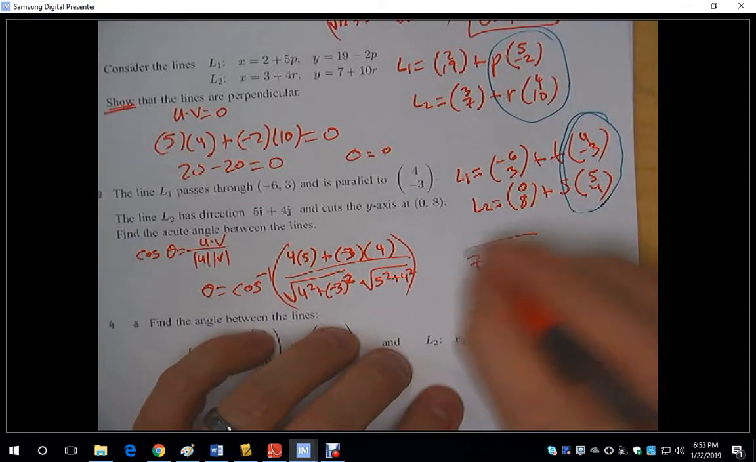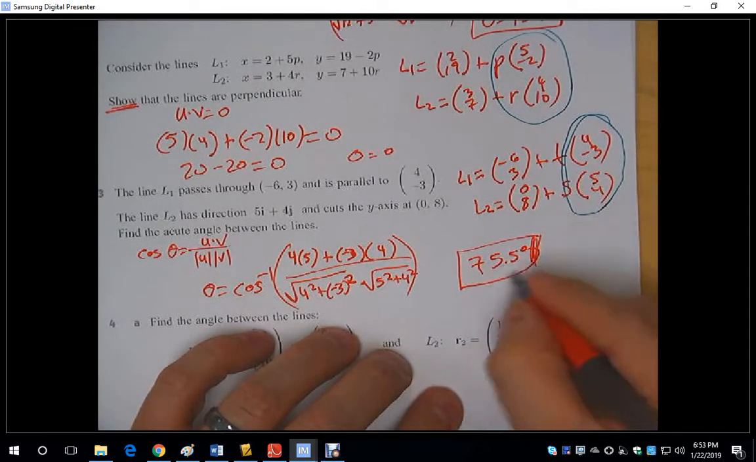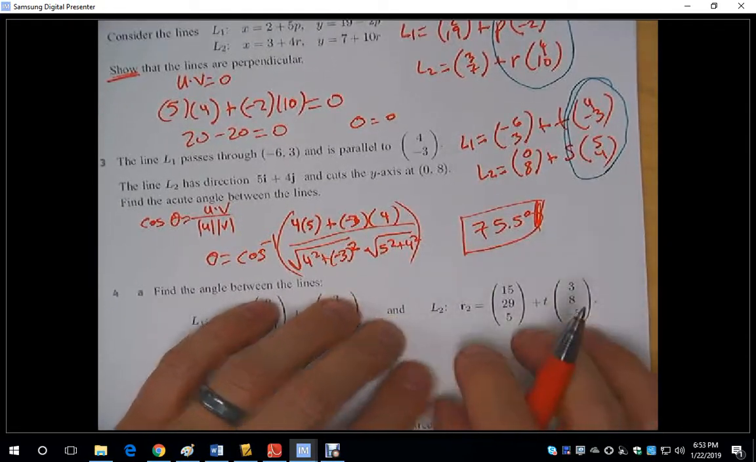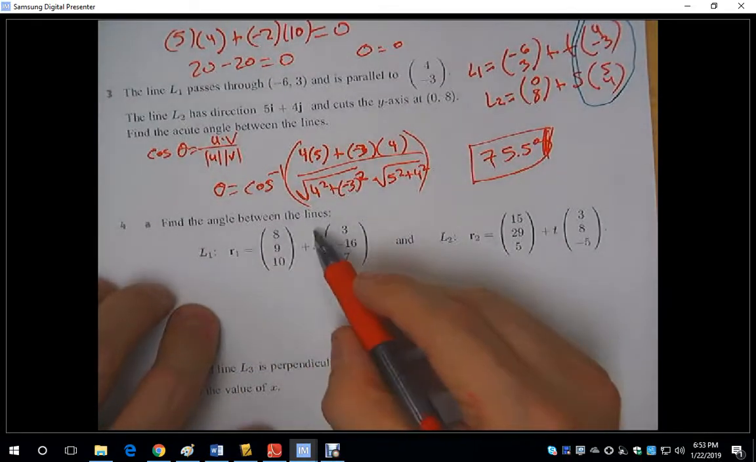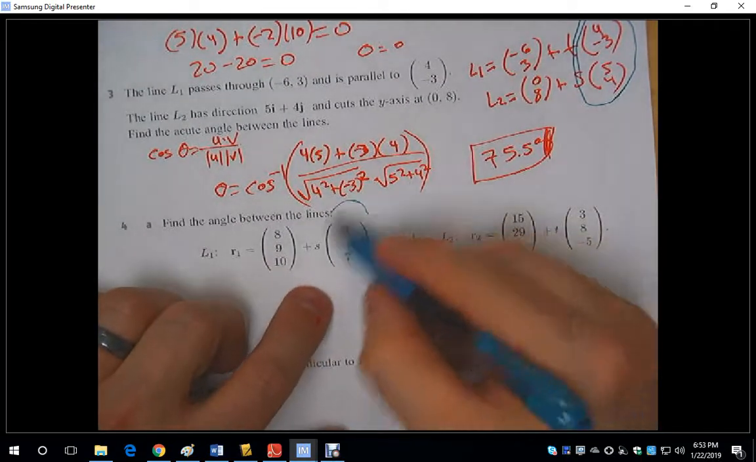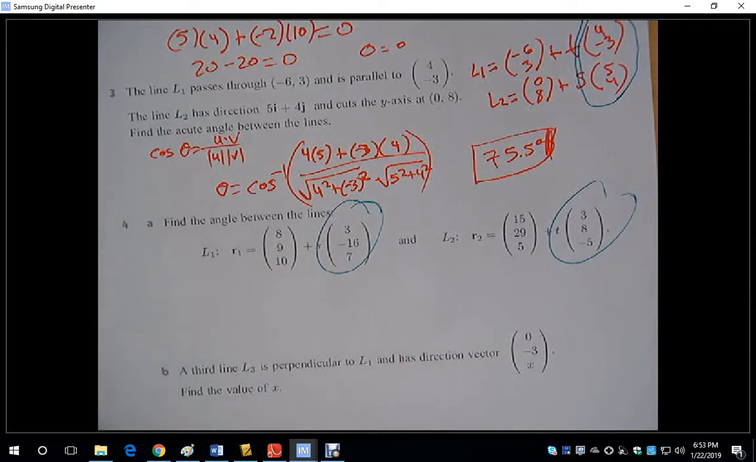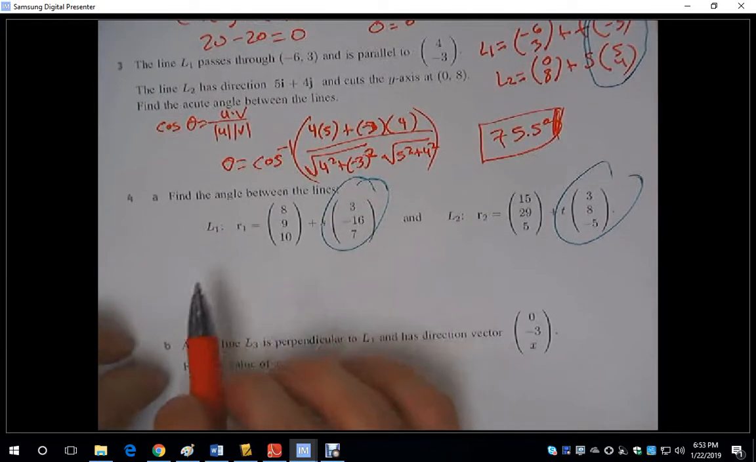75.5 degrees. This is also acute. It is less than 90 degrees, so we're good. Let's look at number 4. Number 4 says, find the angle between the two lines. Well, again, we're just going to use our direction vectors, do the same thing that we did for 1 and 3. That should be fairly easy, so I'm going to skip 4a.